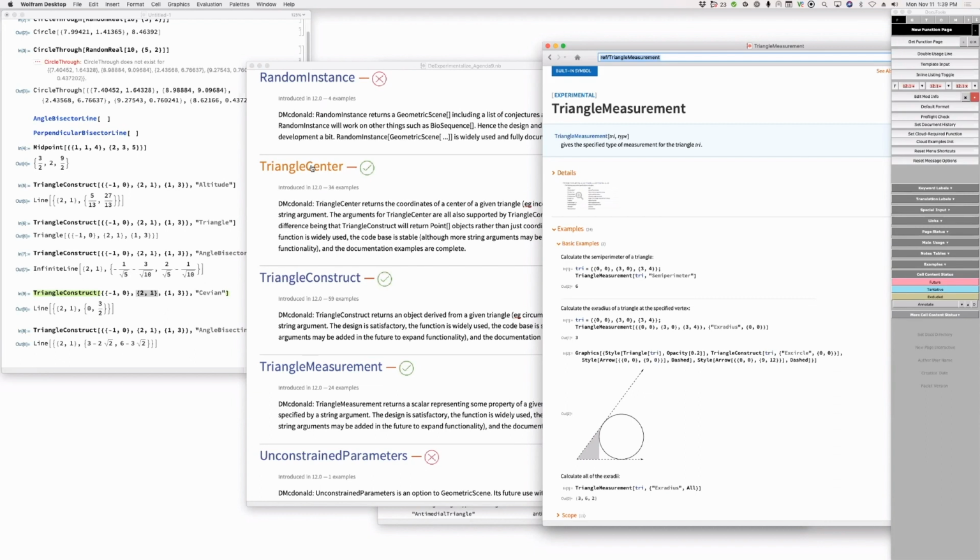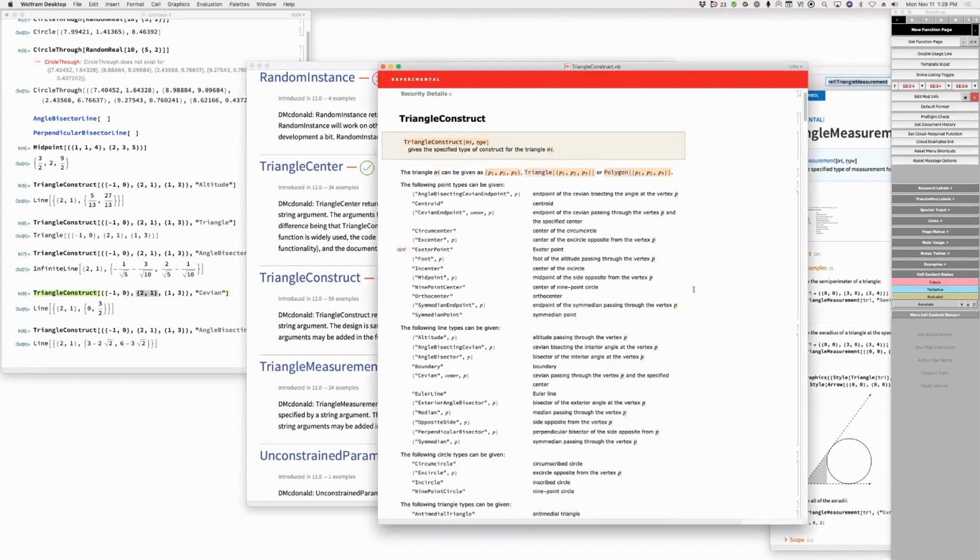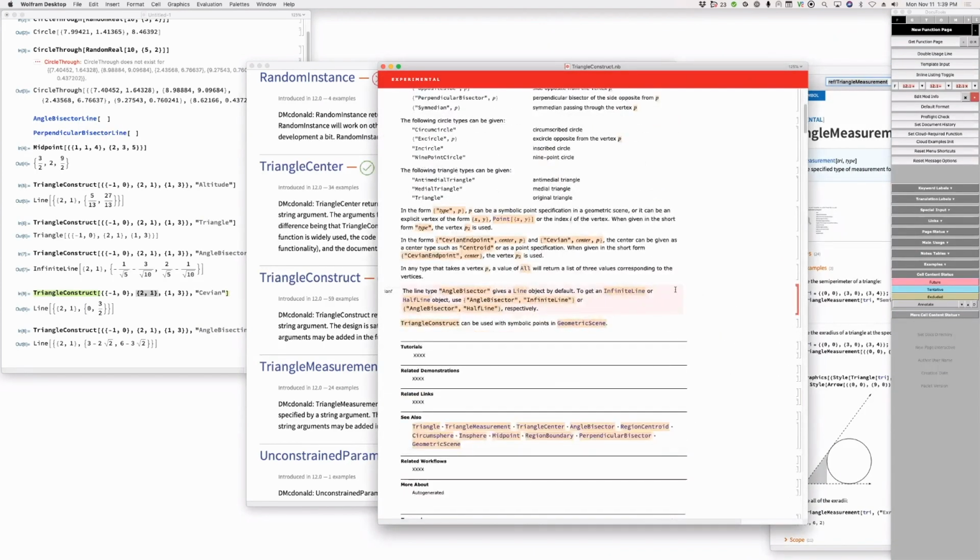Can we circle back to triangle construct for just a moment? In the details and options section towards the bottom, I had a different proposal on how to specify what form of angle bisector to have. Yeah, right there, the line type. Oh my God, what a can of worms. We talked about this. I feel like this is complicated.